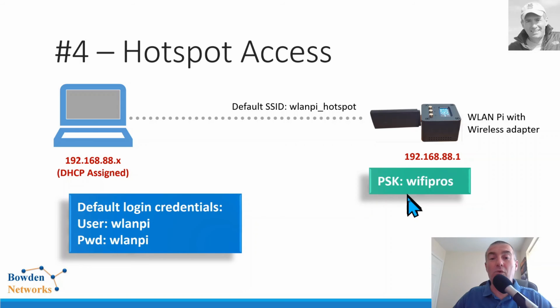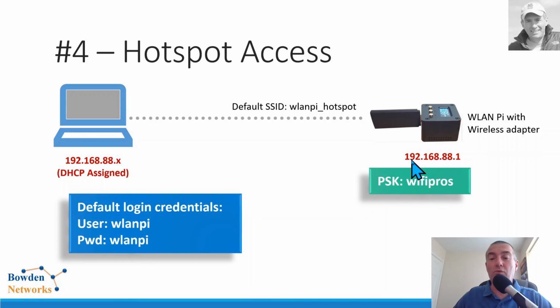So by default, we're going to get an SSID of WLANPi_hotspot. When we throw the WLANPi into this mode, we're going to have a default pre-shared key of Wi-Fi Pros. That is changeable. If you go onto the CLI, you can change that to something if you want to secure it up a little bit more.